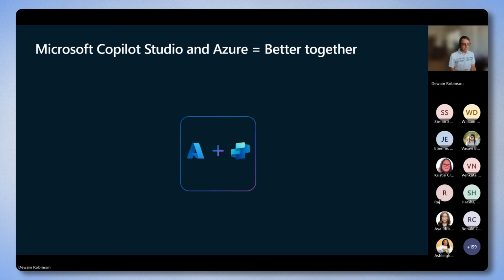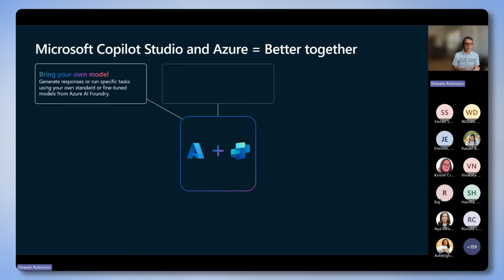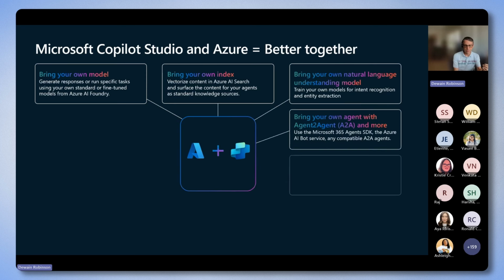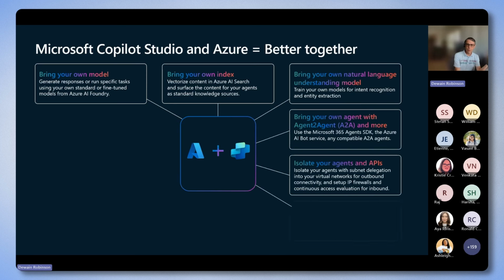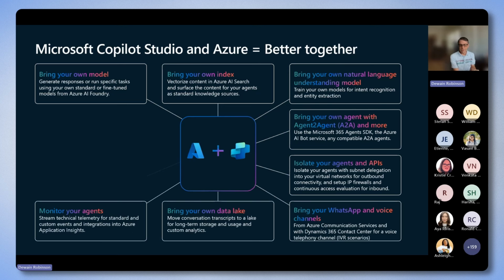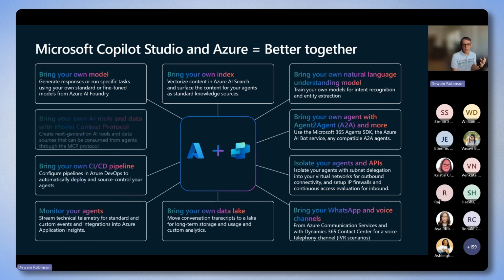Now, if we think about Copilot Studio and Azure, we really think of it more as a better together story. We don't think about Copilot Studio versus Azure or Azure AI Foundry. They aren't the same thing, and they aren't intended to be the same thing, and they are meant to work together, not to be a competitive type of situation. That wouldn't make a lot of sense for Microsoft to build competitive solutions like that.